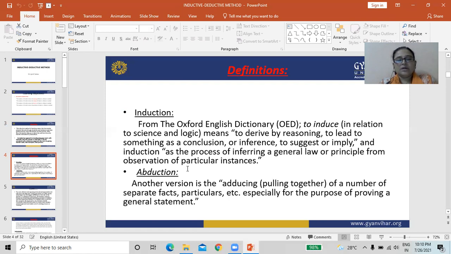Another version is adducing: the pulling together of a number of separate facts or particulars, especially for the purpose of proving a general statement.